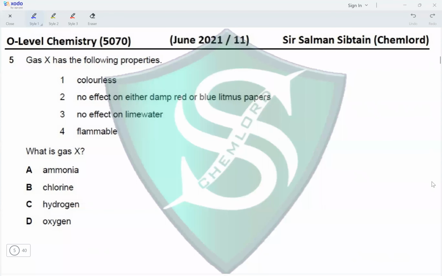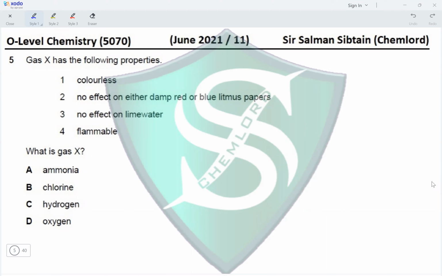Question 5. Gas X has the following properties. It is colorless, so it is not chlorine gas because chlorine is a green colored gas. No effect on either damp red or blue litmus papers, so it is not an acidic or an alkaline gas. So it cannot be ammonia, it cannot be sulfur dioxide. Next, no effect on lime water, so this is not carbon dioxide, and it is flammable.